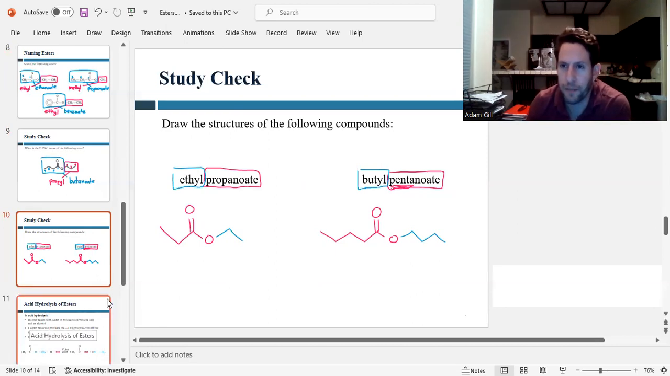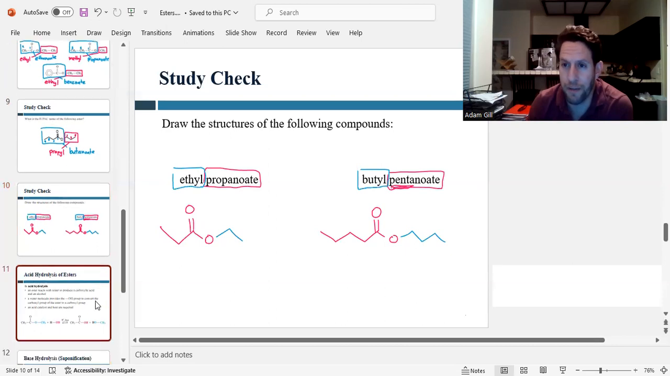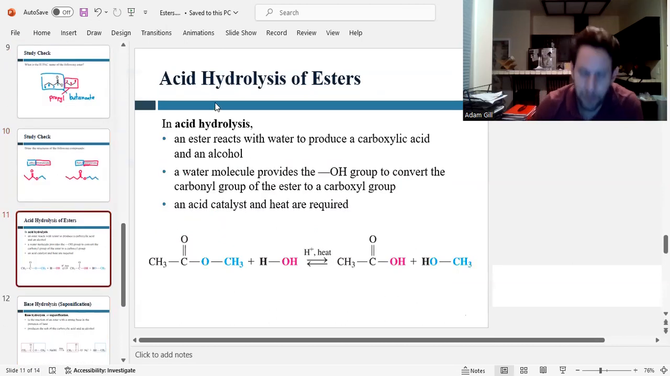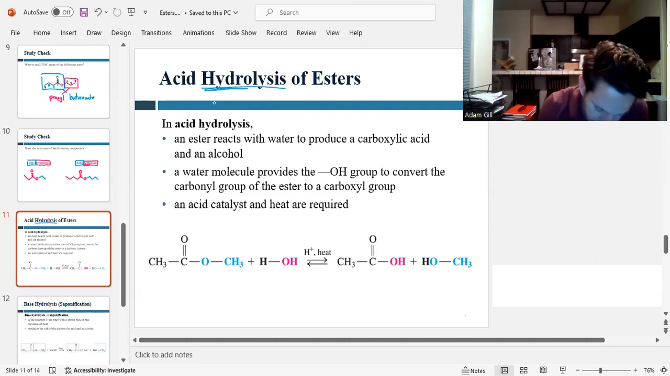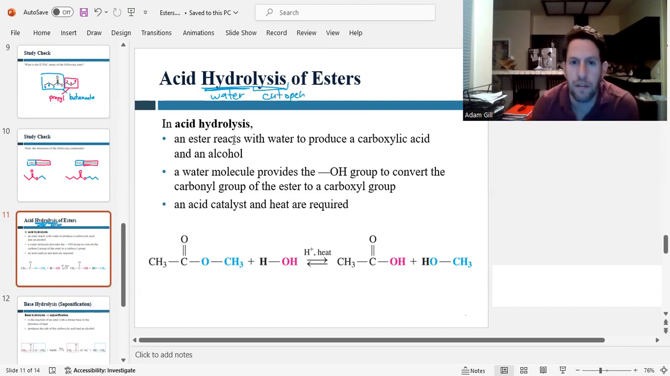Okay, now that we've talked about how to name these and we've talked about how to form them, let's talk about how to destroy them, essentially. And so a new reaction that we're going to learn about is called hydrolysis. And there are 2 parts to this word. Hydro means water, and lysis means to cut open. And so we are going to be using water to cut our ester open, essentially.